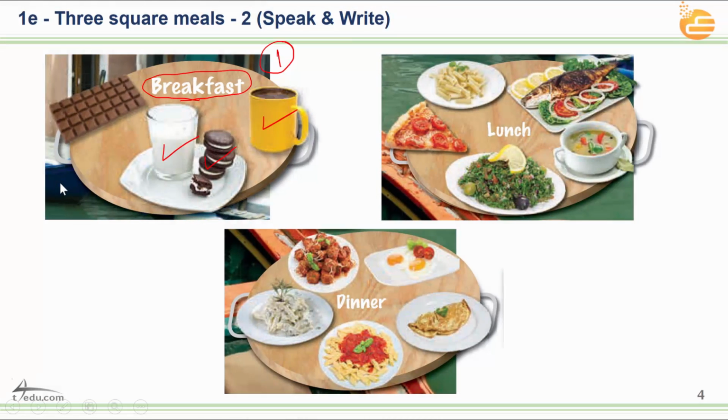Very nice. So this is the hot chocolate, but this one is a chocolate bar. So the chocolate bar is wrong. He doesn't take a chocolate bar at his breakfast. Very nice. Let's go to the next one.